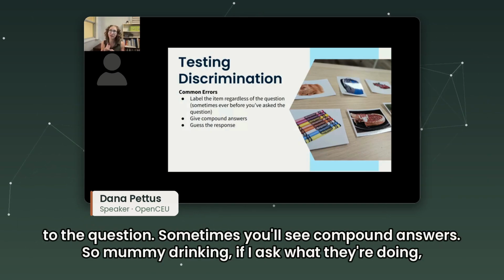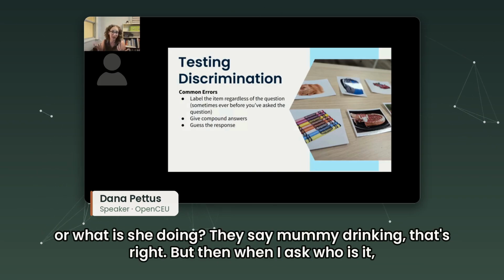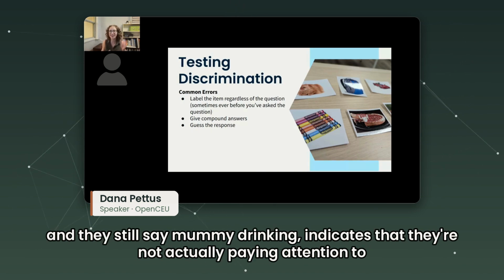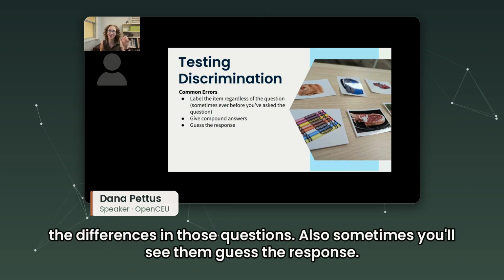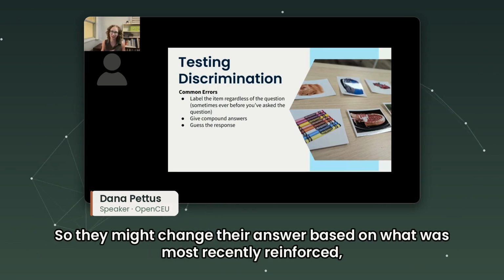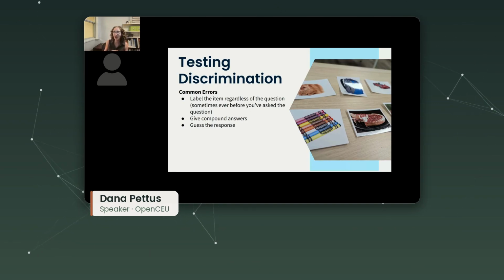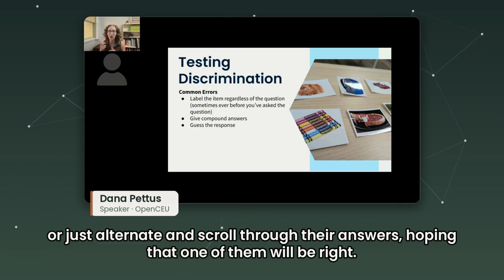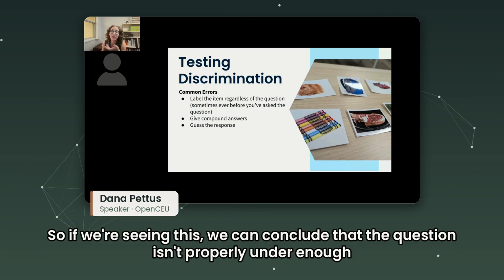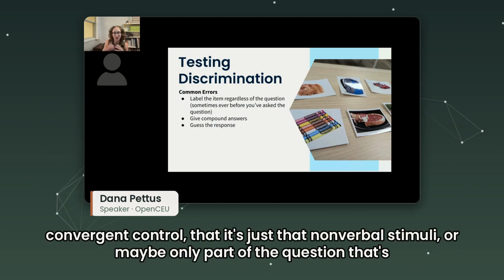Sometimes you'll see compound answers. So if I ask what she is doing, they say mommy drinking, that's right. But then when I ask who is it and they still say mommy drinking, it indicates that they're not actually paying attention to the differences in those questions. Also, sometimes you'll see them guess the response. They might change their answer based on what was most recently reinforced, or just alternate and scroll through their answers, hoping that one of them will be right. So if we're seeing this, we can conclude that the question isn't under enough convergent control, that it's just that nonverbal stimuli, or maybe only part of the question, that's evoking the answer.